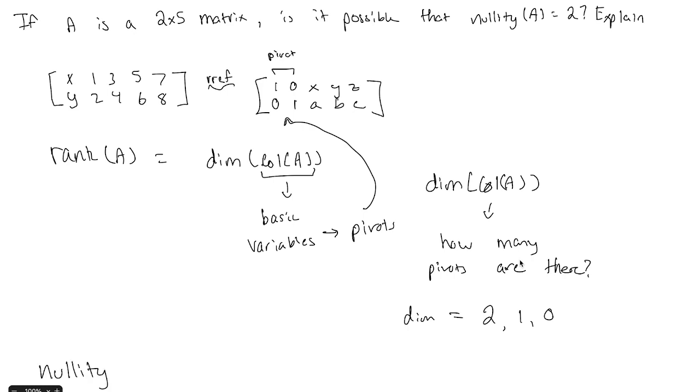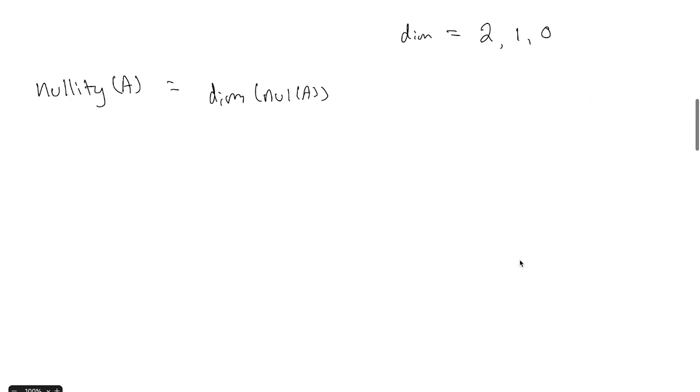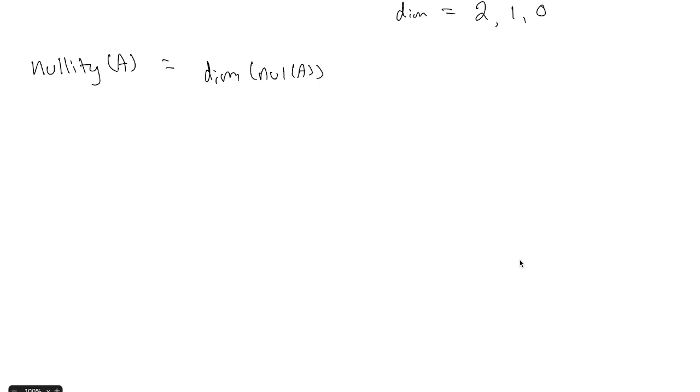The nullity of A is very similar, but kind of the opposite at the same time. So the dimension of the null space of A is what we're looking at here. I can also go into null space in a separate video if you would like. But basically, the null space of A deals with our free variables. It's a very important thing to remember. The column space deals with the basic variables and the number of pivots. The null space deals with the number of free variables and the lack of pivots.